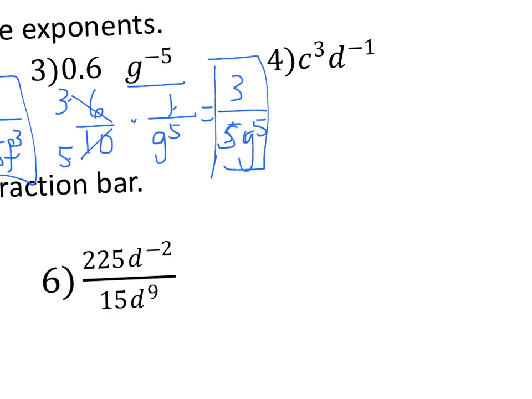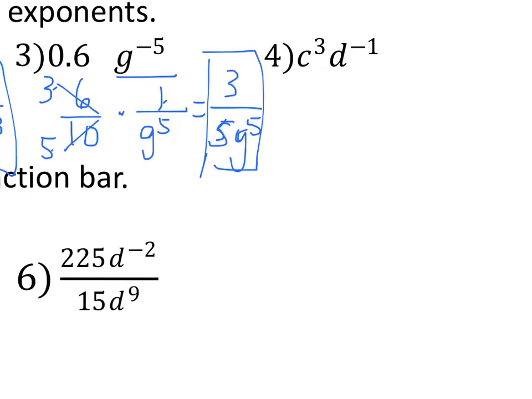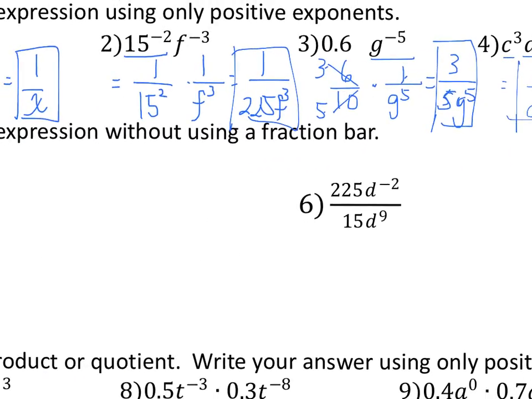And then number 4, we have c to the 3rd power. So we leave that in the numerator. And d to the negative 1 power, we move that to the denominator to get a positive power, but you don't need to write that 1, okay? So this is our answer.